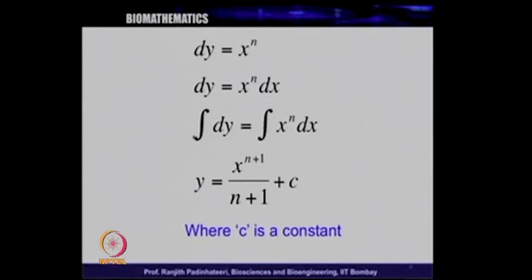Anytime you do such an integral, you have to add a constant, because you are only given information about the slope; you have no idea about the y-intercept or anything. Just the slope alone will not give you the exact position of a curve. You need one more variable, and that variable is c. So what you should understand from this slide is that the integral of x power n is x power n plus 1 by n plus 1.